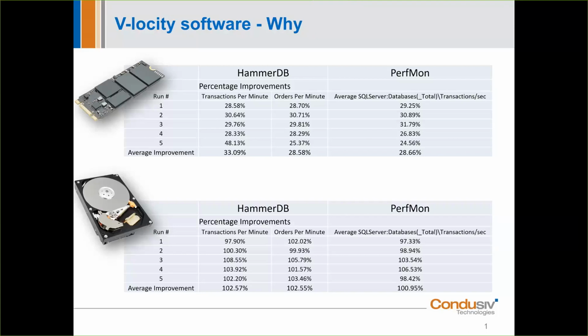And as you can see from the metrics on the screen recorded by HammerDB, on the SSD storage, there was about a 30% improvement in the number of SQL transactions that could be processed per minute. And this was backed up by the PerfMon or Performance Monitor metrics that showed about a 28% improvement in transactions per second. When running the tests again using spinning hard drive storage, there was around 100% improvement. Now, either way, this is great news for SQL DBAs who care about the performance of the databases underpinning their business-critical applications.